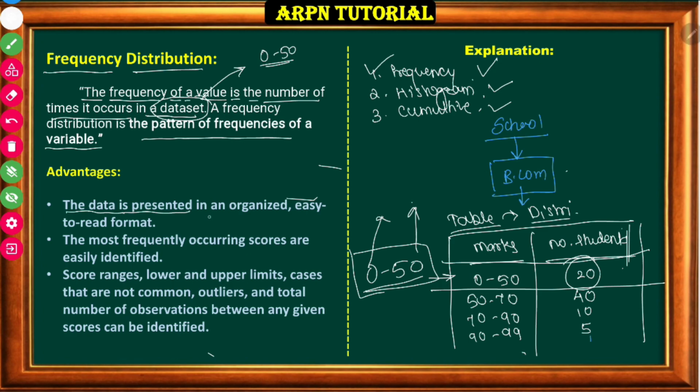The distribution is presented in an organized, easy to read format. For example, say I want to represent this data using a bar chart. If you calculate how many students there are, 40 plus 20 is 60, 70, 75. You have to create a bar for 75 students. This type of bar you have to create 75 times. Don't you think this is really difficult? It is difficult to read as well, and difficult to recreate the report, correct?